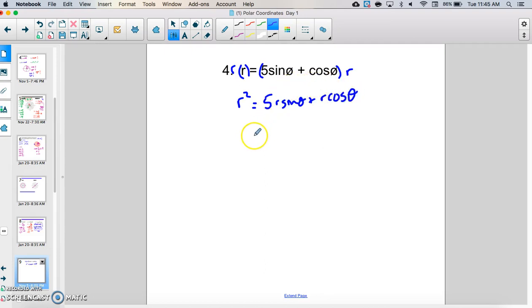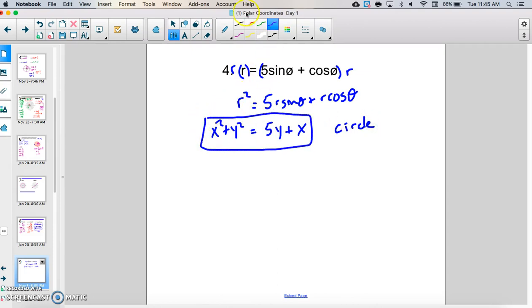Based on my conversions that we wrote down earlier, r squared equals x squared plus y squared. And r sine theta is y, r cosine theta is x. Maybe you remember from previous classes that when you have an equation with x squareds and y squareds and x's and y's, that's going to make a circle, most likely. So you could stop right here.